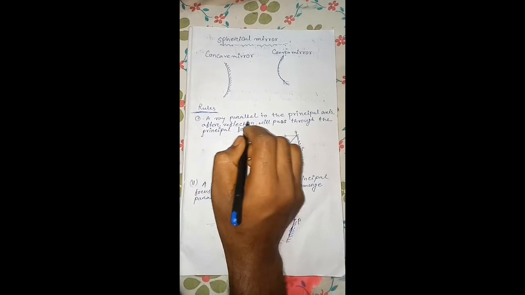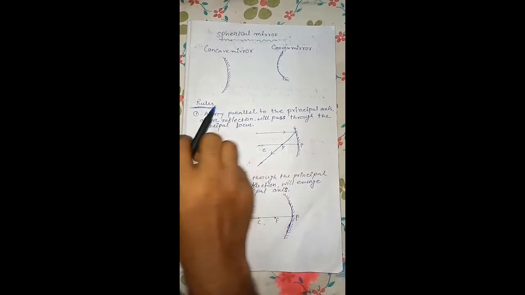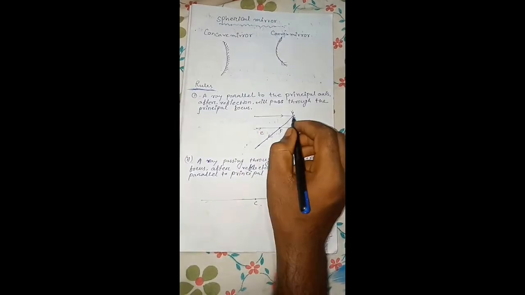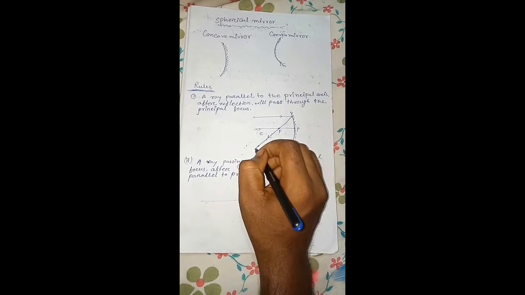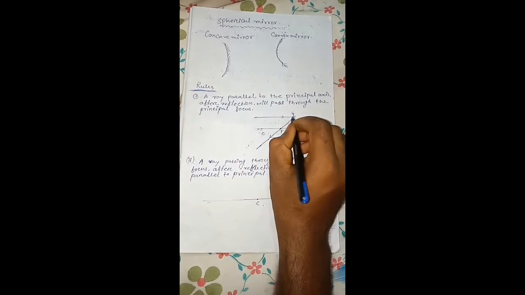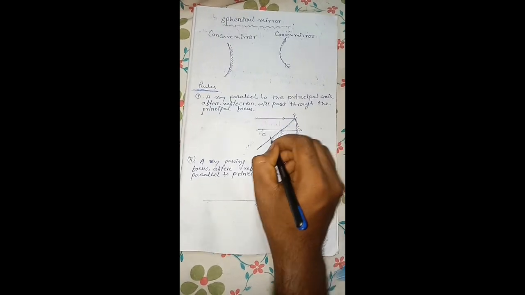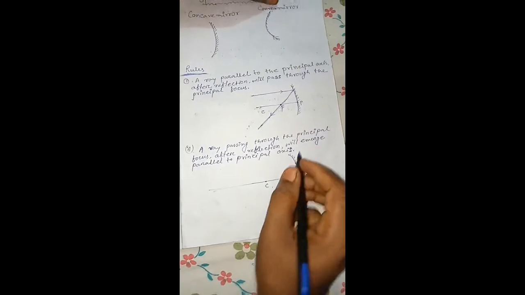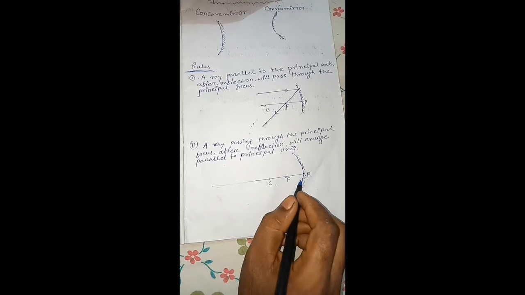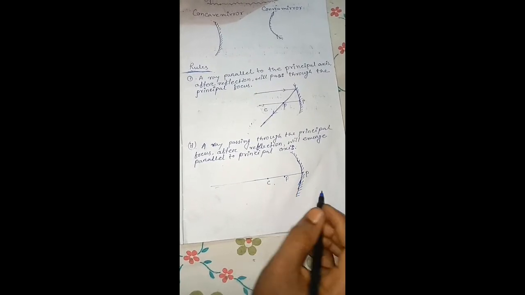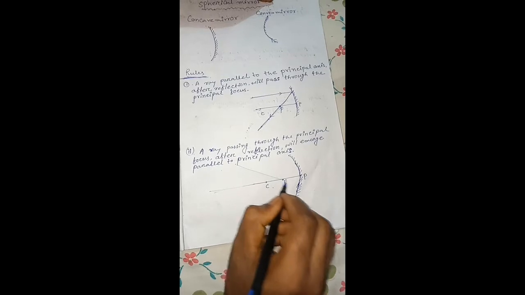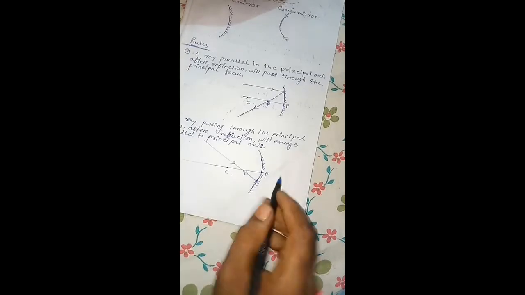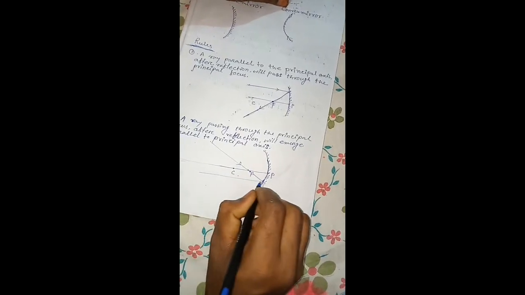To draw the ray diagram, we need to know some rules. Rule number 1: if an incident ray is parallel to the principal axis, after reflection it will pass through the focus. Here this ray is parallel to the principal axis, after reflection it passes through the focus. Then rule 2: if a ray passes through the focus, after reflection it will emerge parallel to the principal axis.